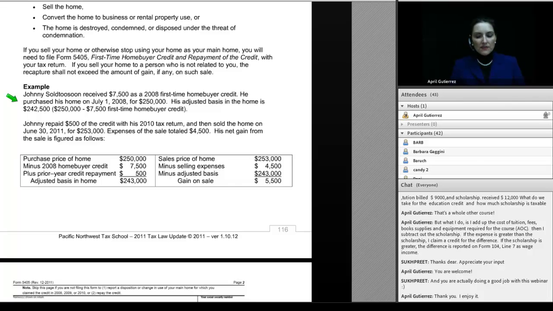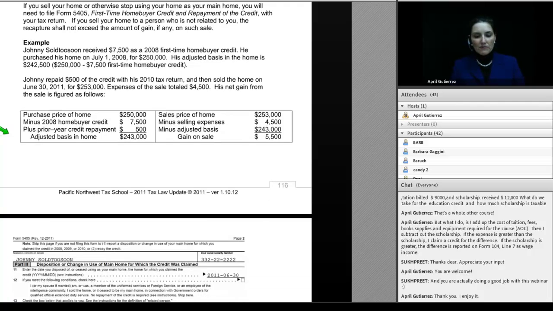Johnny repaid $500 of the credit with his 2010 tax return, and then he sold the home on June 30th, 2011 for $253,000. Expenses of the sales totaled $4,500, and his net gain from the sale is figured as follows. So we take his acquisition price, we subtract out the credit that he claimed, and then we add in the credit that he repaid to get his adjusted basis in the home.